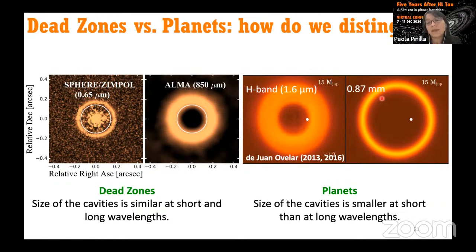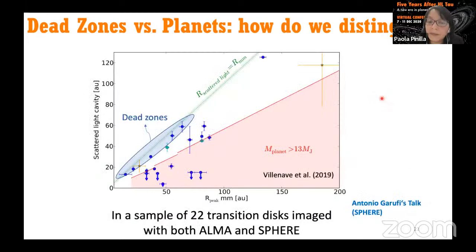Can we test these models? We are now having enough data to test this idea. And there is this paper by Marion Villanave, who is also in this conference, but her talk is not about this, but Antonio mentioned this in his talk, where we collected 22 transitional disk images with ALMA and SPHERE, and you can see basically the cavity size in scattered light versus the millimeter peak.